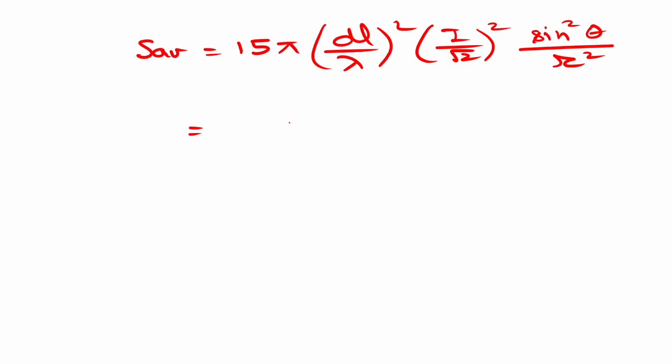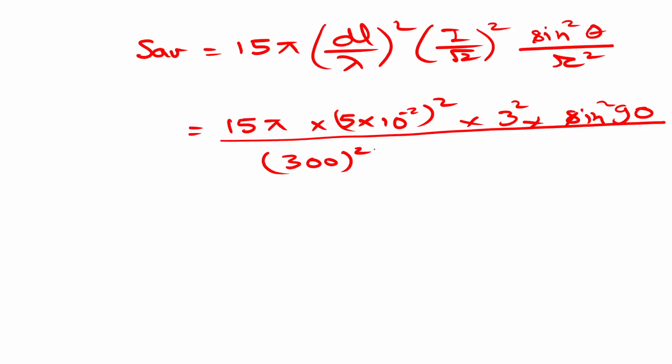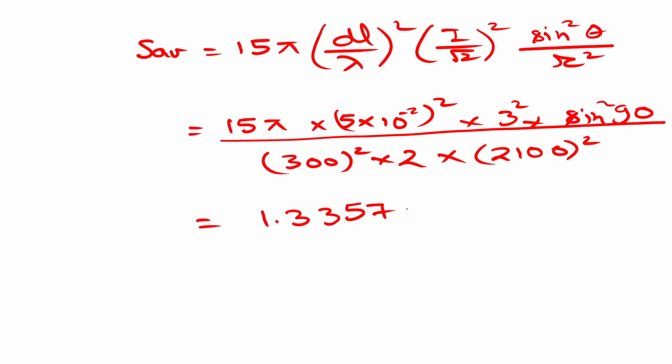When we calculate it, we will get 15 pi into dl, the antenna remains the same, so dl is 5 centimeters, 5 into 10 to the power minus 2, whole square, current is 3 amperes, so I square, and sine square theta, which is sine square 90, divided by lambda is 300 meters, so lambda square, into under root 2 whole square becomes 2 here, and multiplied with r square, where r is 2100 meters. When we calculate this, we will get 1.3357 into 10 to the power minus 12 watt per meter square.